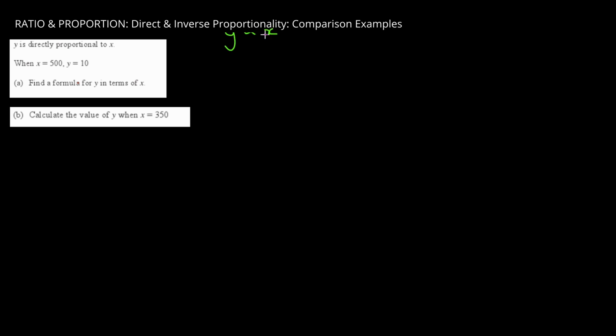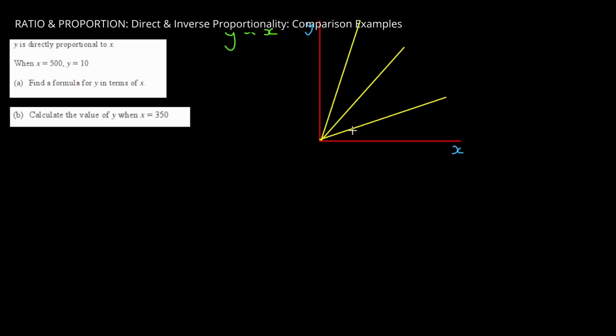So it's on the same line. If it was inversely proportional to x, it would be 1 over x. Just to explain what that means: if we have a relationship between y and x, that proportional relationship could be like that, or like that, or like that. All of the lines I've drawn, y is proportional to x.